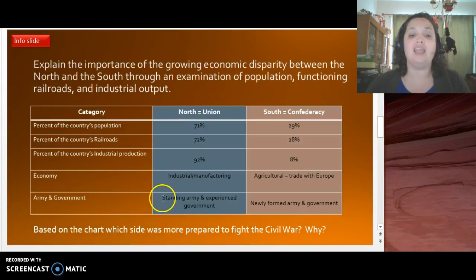Their army and government. They have a standing army that's been working together for years, and they have the government of the United States still working for them. The South has a brand new army and a brand new government, so they've not been working together. So on paper, at the beginning, it really looked like the North was just going to crush the South, and that was going to be the end of it.